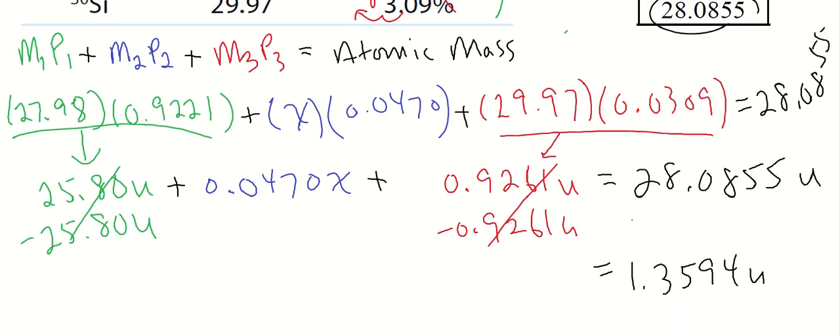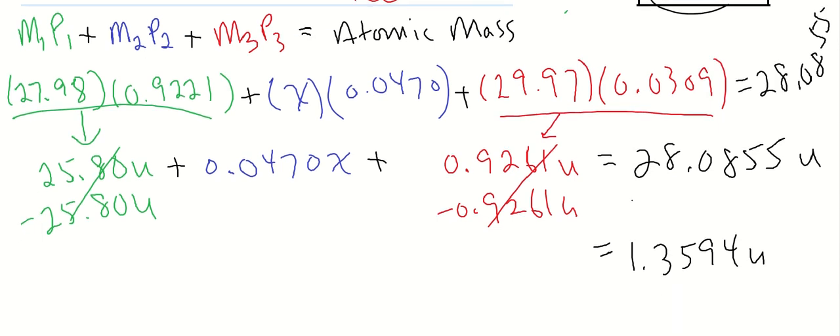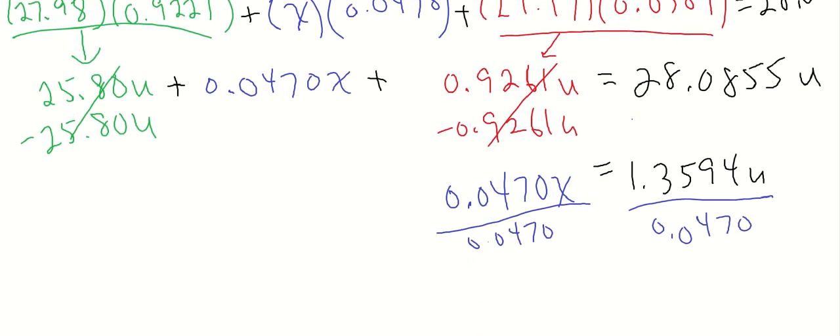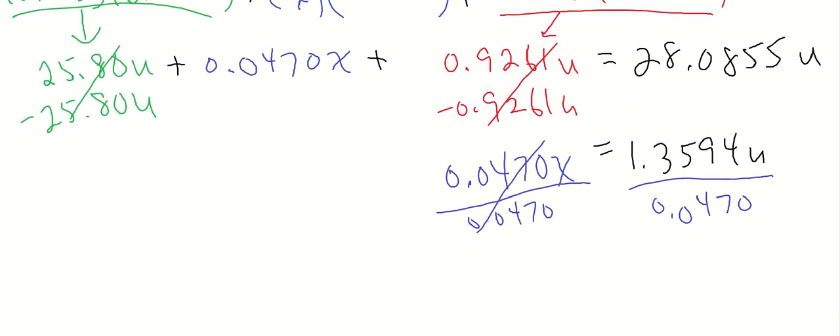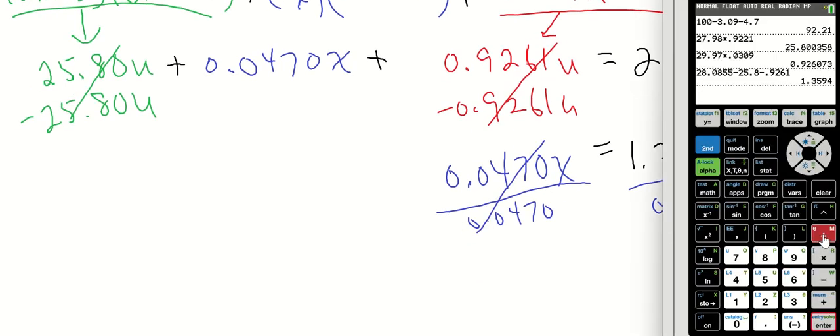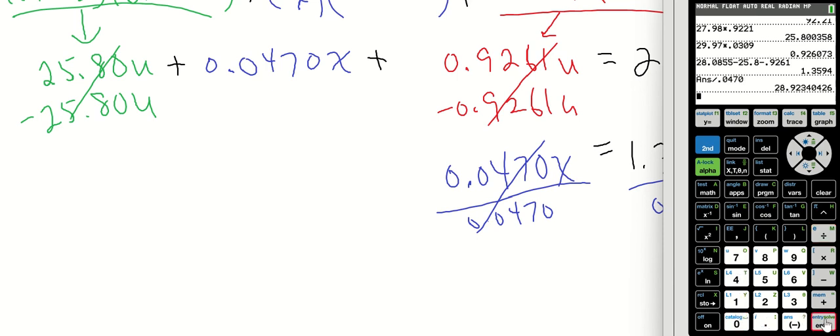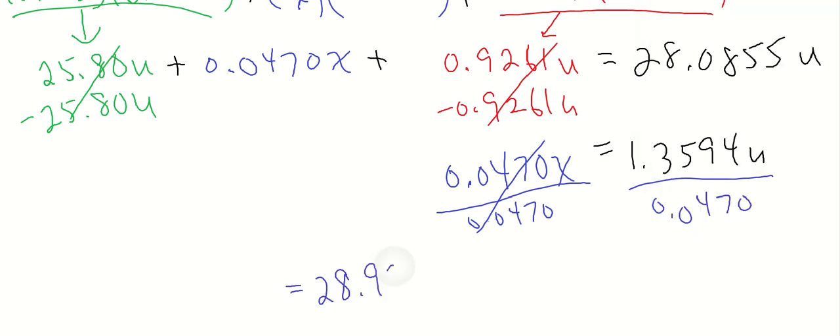And that's going to equal, the only thing we have left on the left side is 0.0470x. Let's isolate x. Boom. Divide by 0.0470. All right, there's our answer, 28.92. All right, so it must be silicon-29 they're asking for.